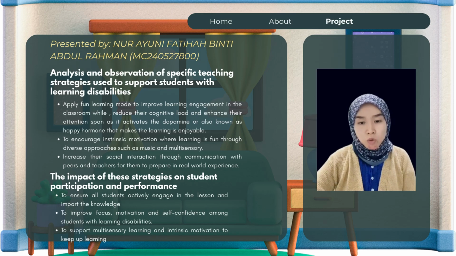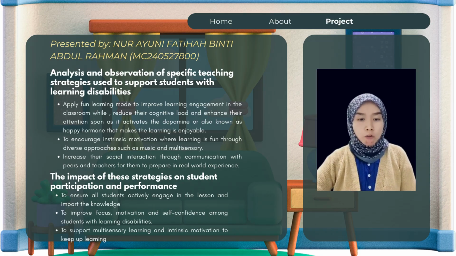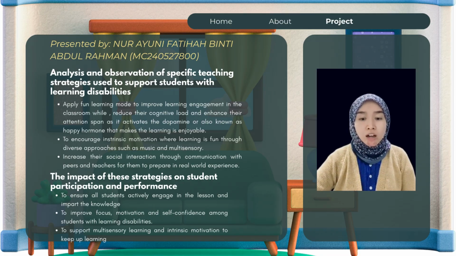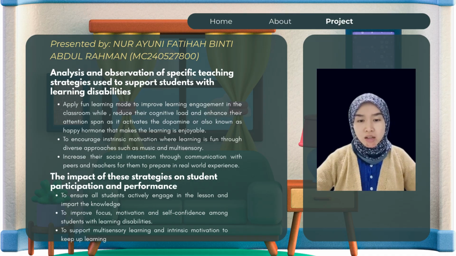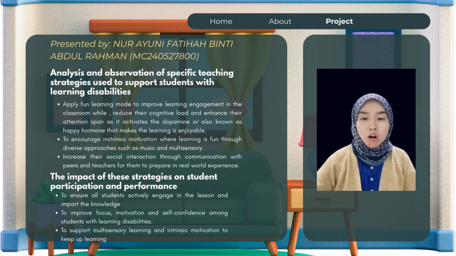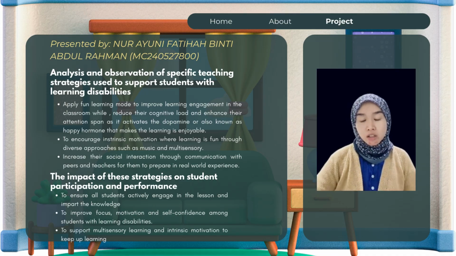Besides, fun learning mode can increase all students' active participation regardless of their disabilities. So they no longer feel hesitant or have low self-confidence to join, because the teacher has made learning enjoyable. So that may cause them to participate and have fun. This approach is to ensure all students can achieve the learning goal at their own pace and keep motivating them in learning as part of intrinsic motivation.